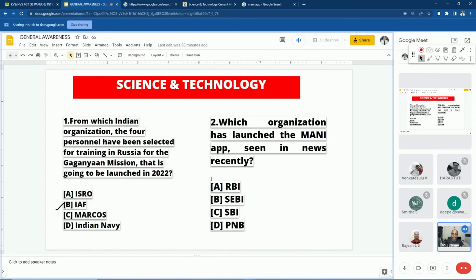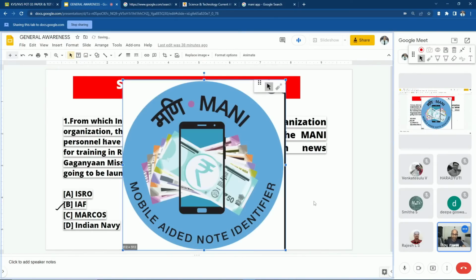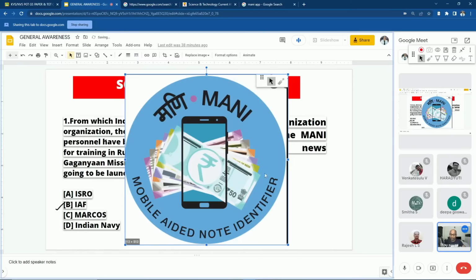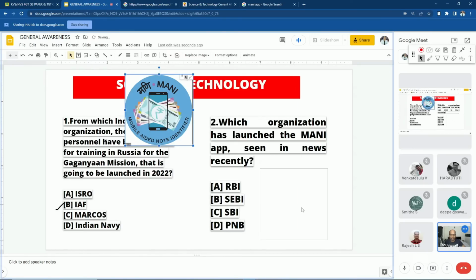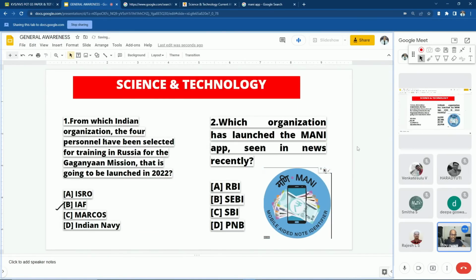I'll paste the picture because this may come in exam also. 1 second. Alright. Can you see the screen? Yes. So what is MANI? Mobile Aided Note Identifier. Money means Mobile Aided Note Identifier, the app seen in the news recently. So which organization has launched this Money app? The answer is RBI, Reserve Bank of India.